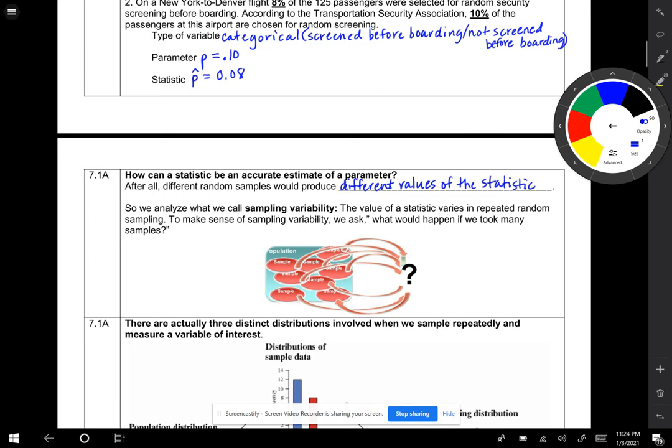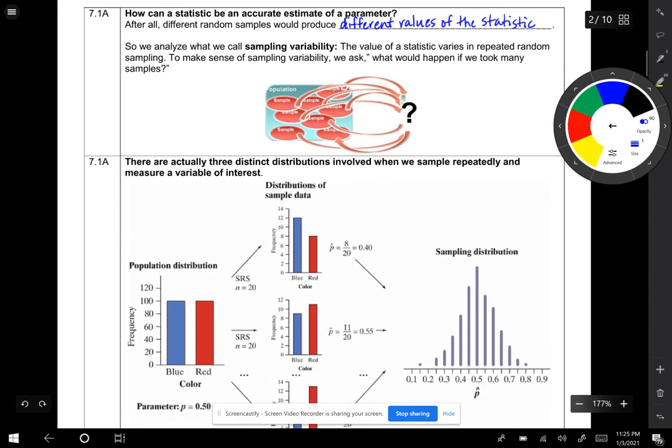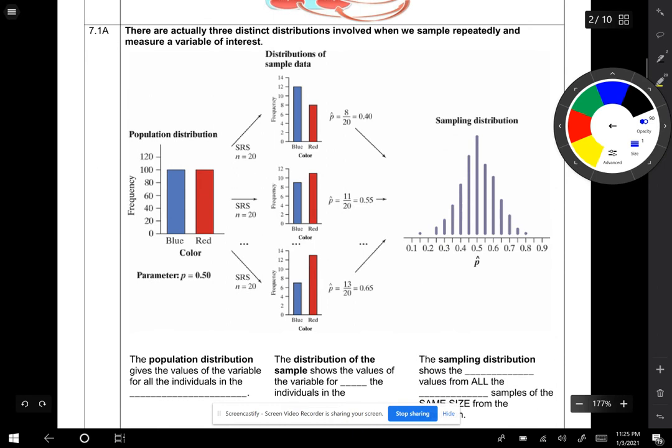So in this diagram, you have the population, and then you have all these samples. So what if we took all these samples, we got these statistics? Look at all the values from the samples, and then what would that tell us? So basically the question mark just says, hey, we're looking at all the values. What is it going to tell us about the sample? There are actually 3 distinct distributions involved when we sample repeatedly and measure a variable of interest. So here, this is the big idea of 7.1a.